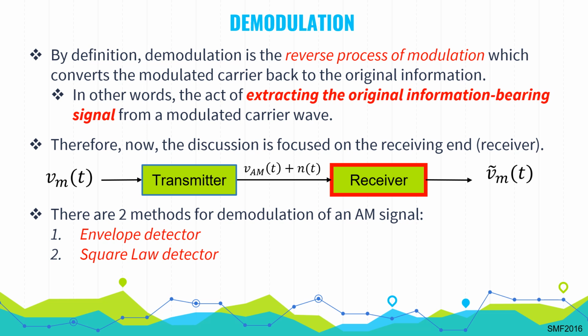Demodulation is the reverse process of modulation. It converts the modulated carrier wave back into the original information signal. In other words, demodulation extracts the information-bearing signal from the modulated carrier. Focusing at the receiving end, the receiver processes the modulated signal, which may also include noise, N of t. The goal is to recover the original signal, V sub m of t, as accurately as possible. There are two main methods for demodulating AM signals: one, envelope detector, and two, square law detector. We'll explore these methods in detail in the following slides.